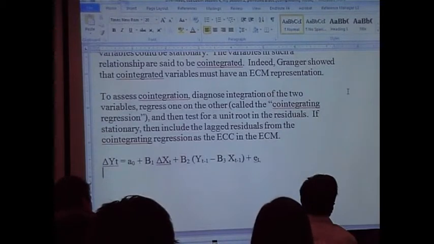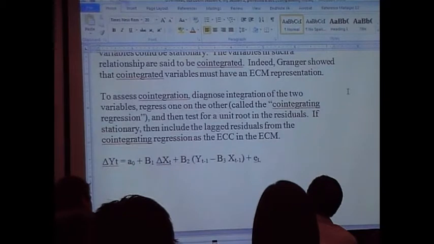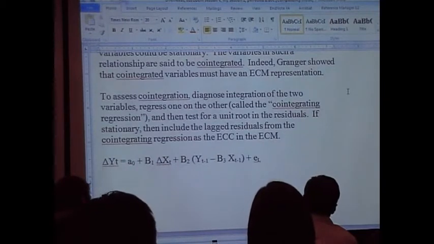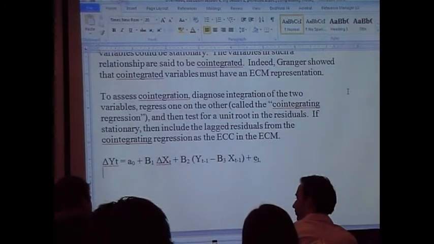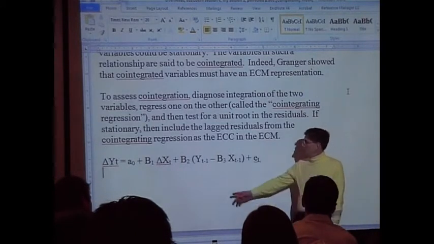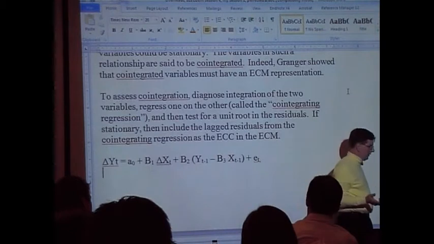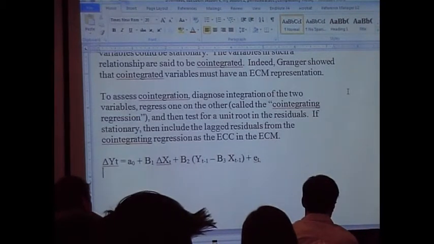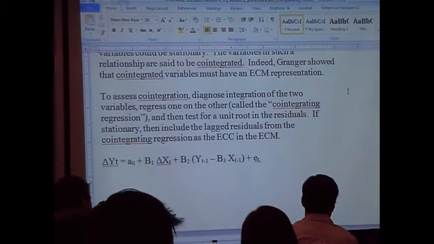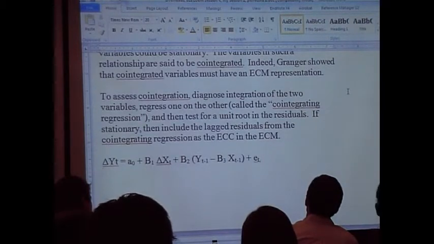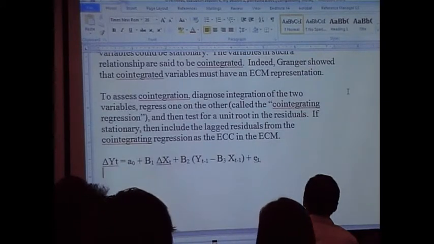Statistics is just imperfect, right? You're trying to figure out how the world works, and that's what you're trying to do with this stuff. For instance, if you regress y on x, you find a relationship, and you look at the residuals, and the residuals are not stationary. So what does that tell you? They're not co-integrated. We don't have a co-integration.